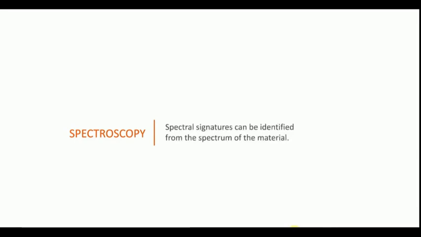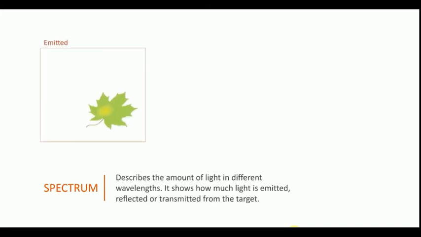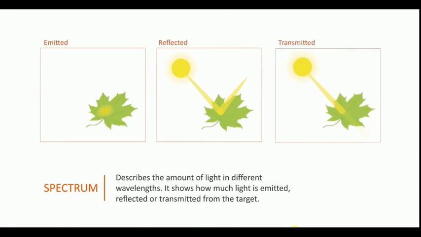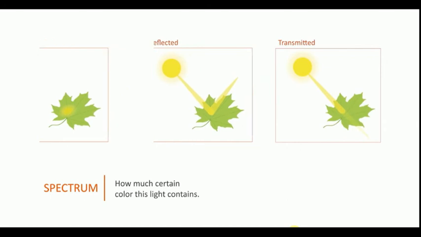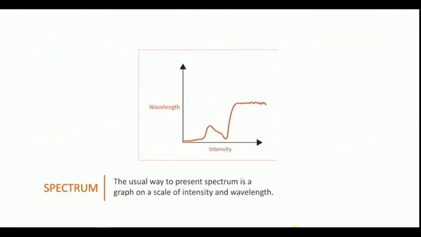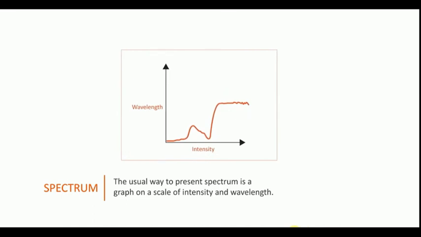These spectral signatures can be identified from the spectrum of the material. Spectrum describes the amount of light in different wavelengths. It shows how much light is emitted, reflected, or transmitted from the target. To put it in short, the spectrum tells how much of a certain color this light contains. The usual way to present spectrum is a graph on a scale of intensity and wavelength.